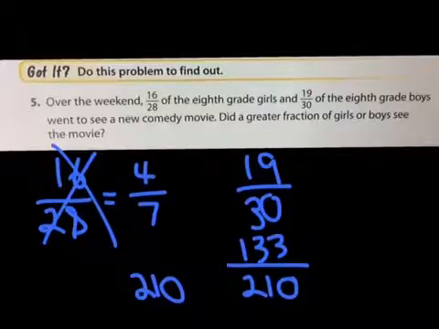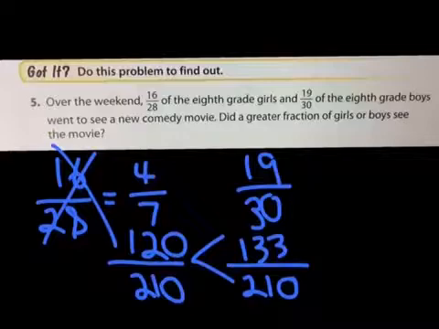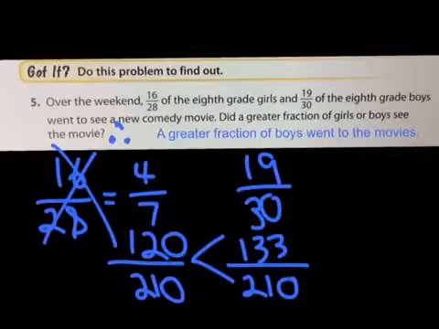And I got 133. So now I have here 4 times 30. 4 times 30 is 120. And there we go. Now it's easy to compare. Okay? Which one's greater? The boys. So more boys went to the movie. So therefore, a greater fraction of boys went to the movies.